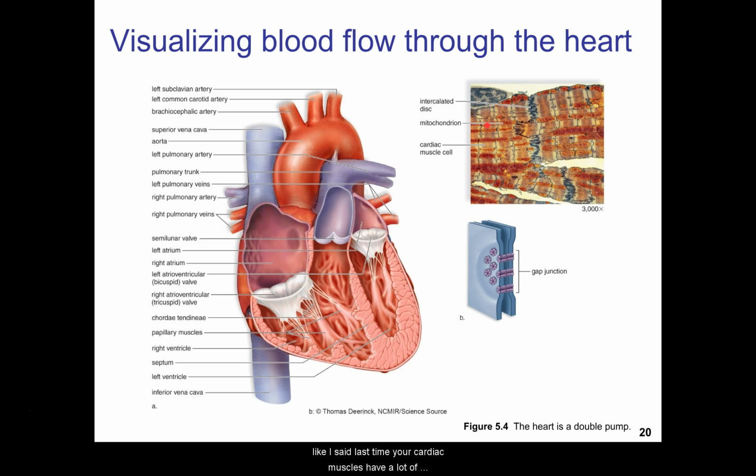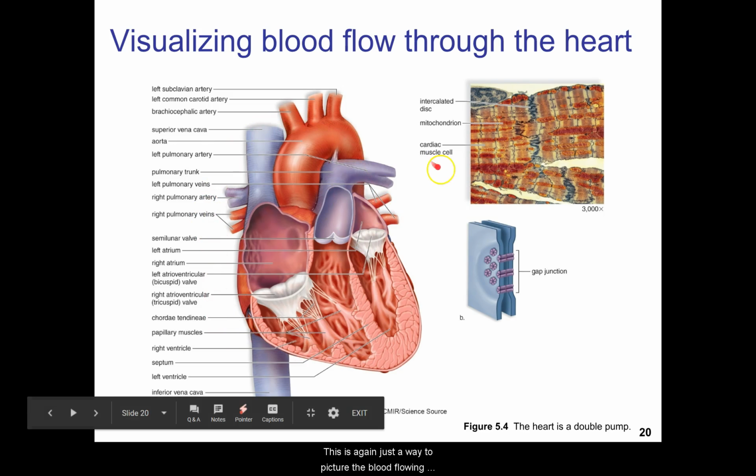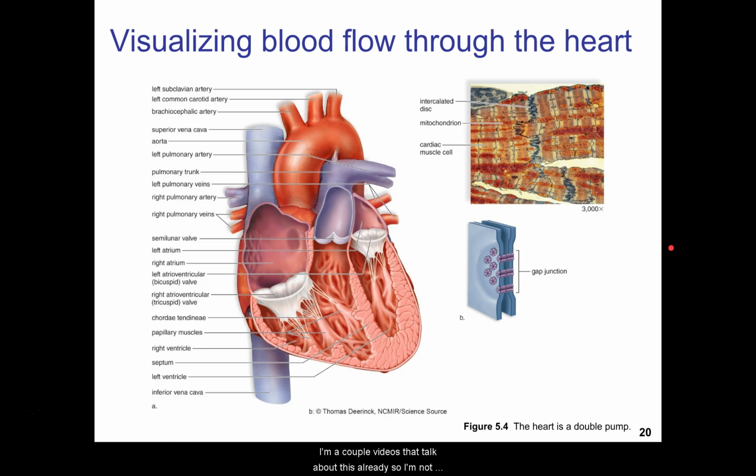Like I said last time, your cardiac muscles have a lot of mitochondria in them because that's really not an area where you want to run out of ATP, out of energy. And you can see the sort of branching that takes place here with this cardiac muscle. This is again just a way to picture the blood flowing through the heart. There are a couple of videos that talk about this already, so I'm not going to continue repeating myself, but there it is.